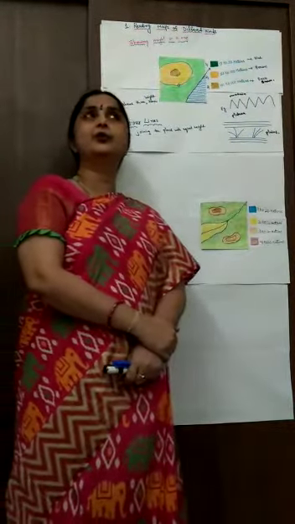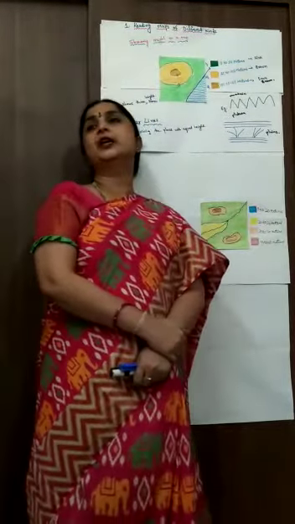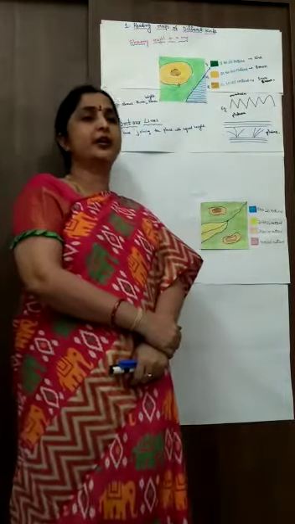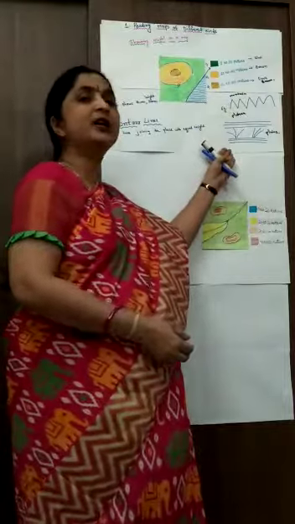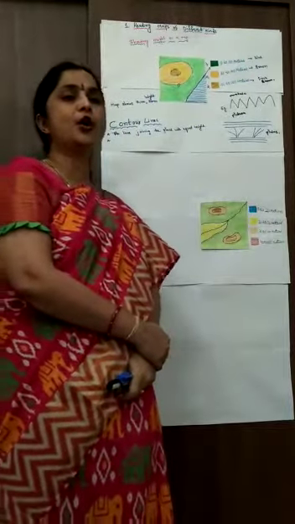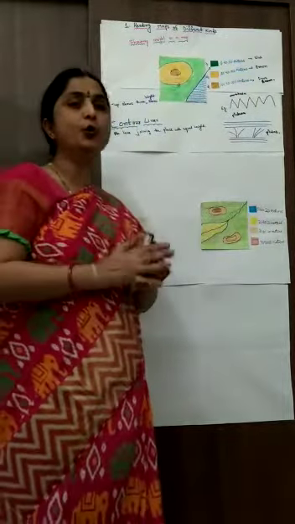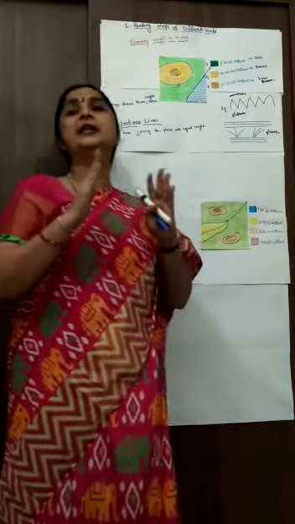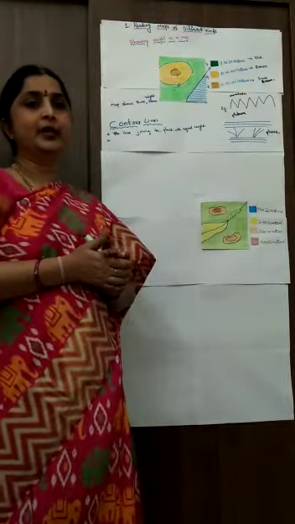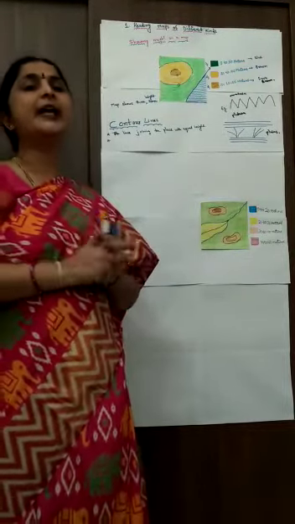Then we come to contour lines. A contour line is a line joining places with equal height. Contour lines show irregular shapes depending upon the landform. These lines cannot cut each other. The distance between two lines depends on the land slope. If the land has a steep climb, then the contour lines will come close to each other.